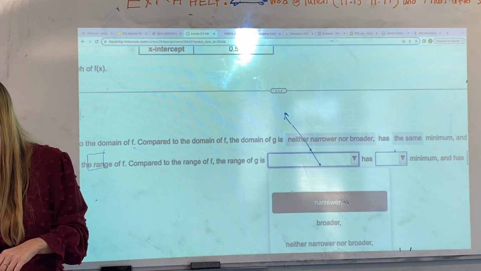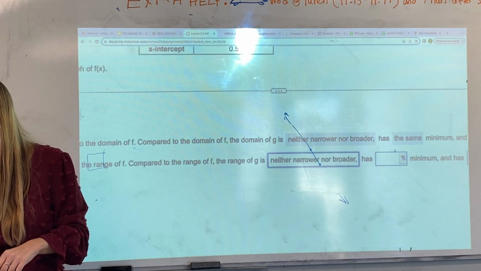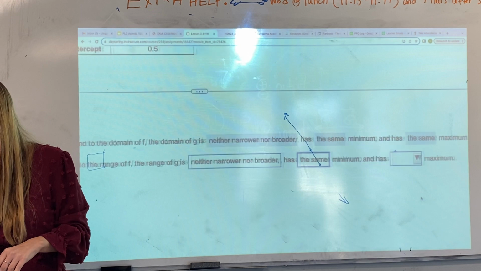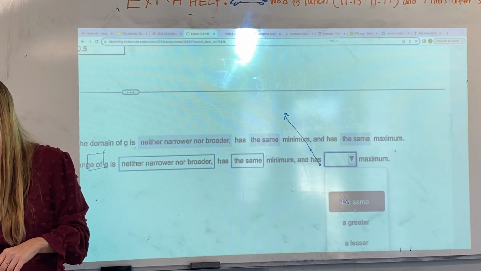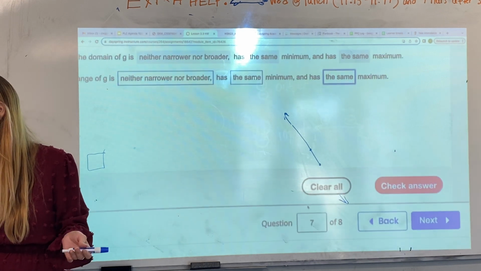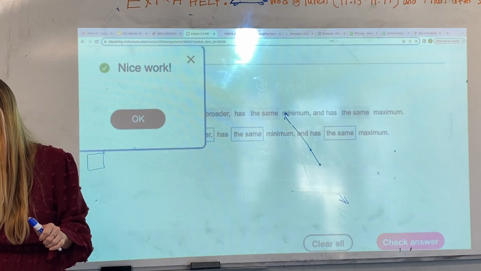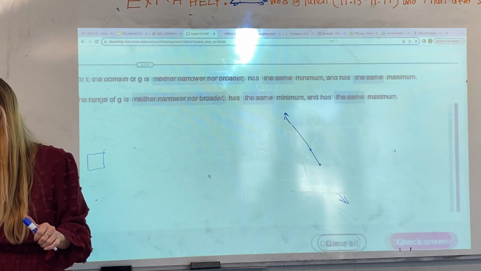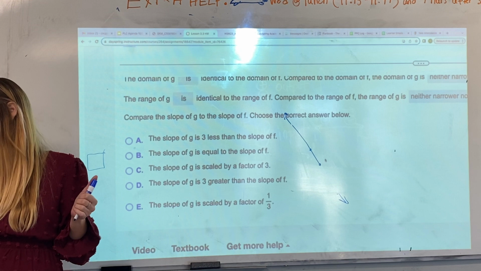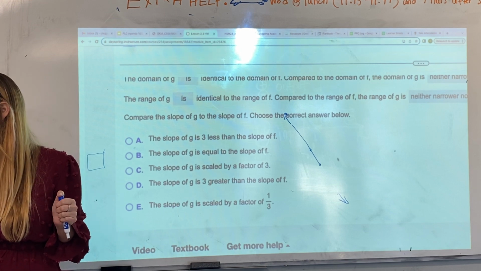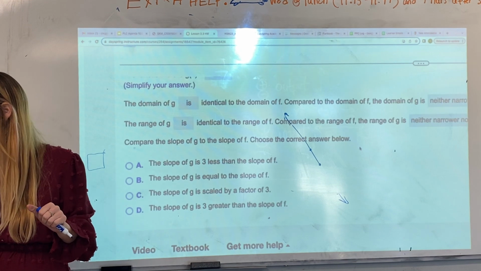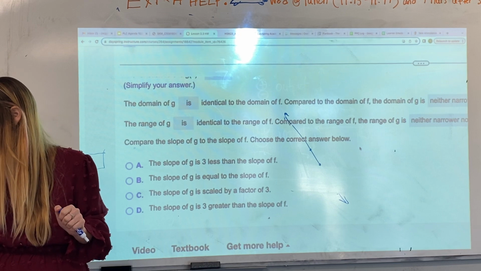The range is neither narrower nor broader. It has the same minimum and has the same maximum, which is infinity in both directions. Just like that. Is that it? No! There's 6. I was hoping all those fill-ins were part of the 6. Compare the slope of g to the slope of f.